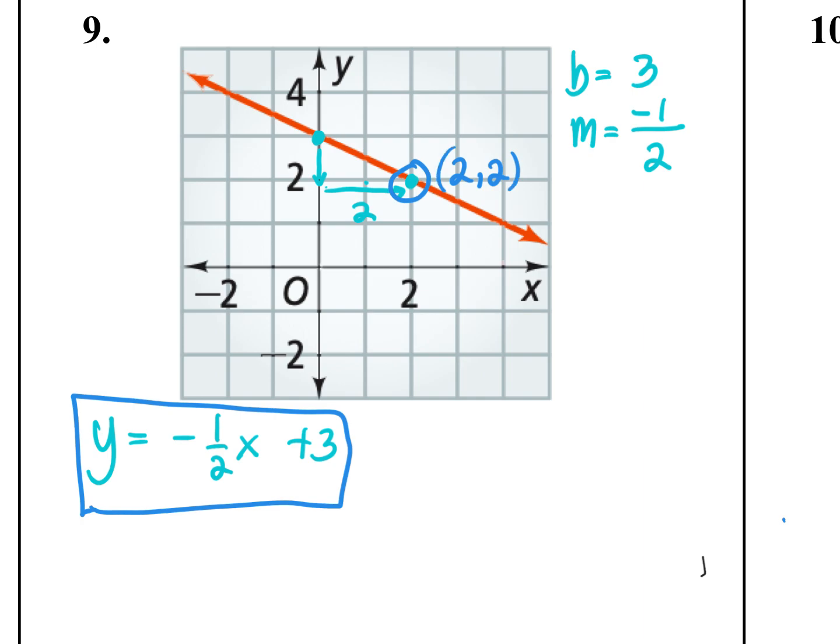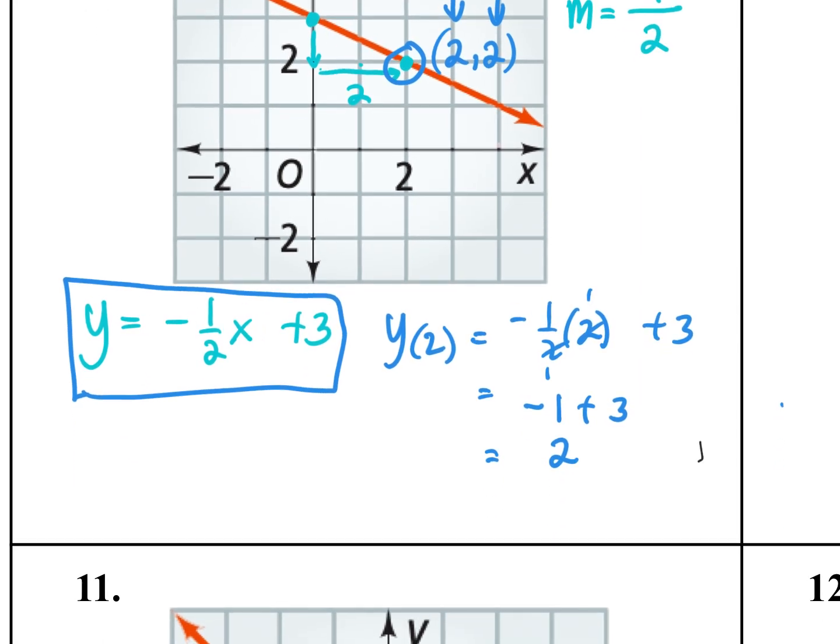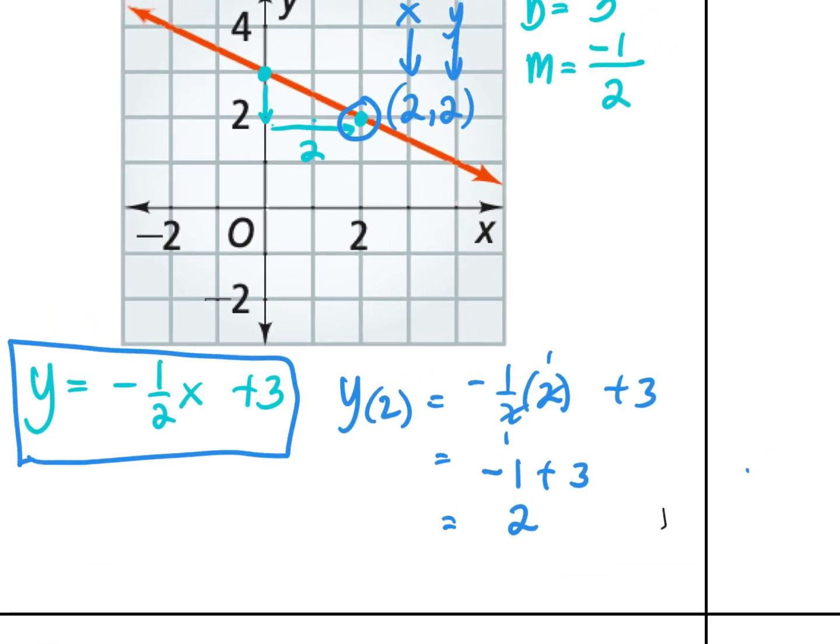Okay, so if we're going to put in the x value 2, we should also get the y value 2 using our equation. Okay, so let's say y of 2 is equal to -1/2 multiplied by our x value, which is 2, plus 3. This is going to give you -1 plus 3, and -1 plus 3 is 2. Therefore, our equation is correct because we have proven that the point (2, 2) is on the line.